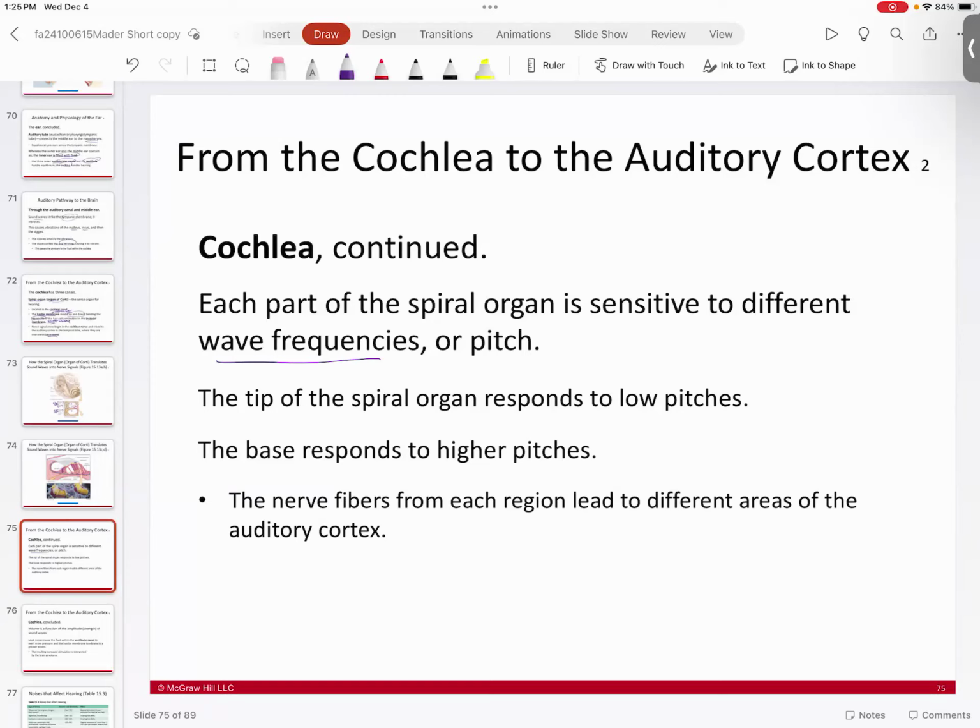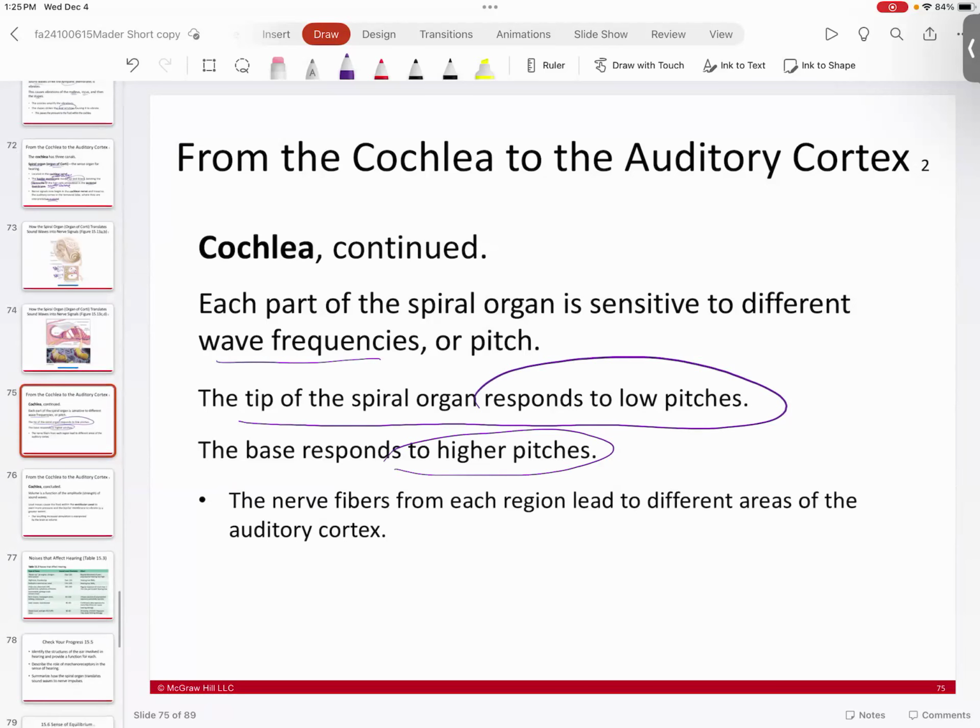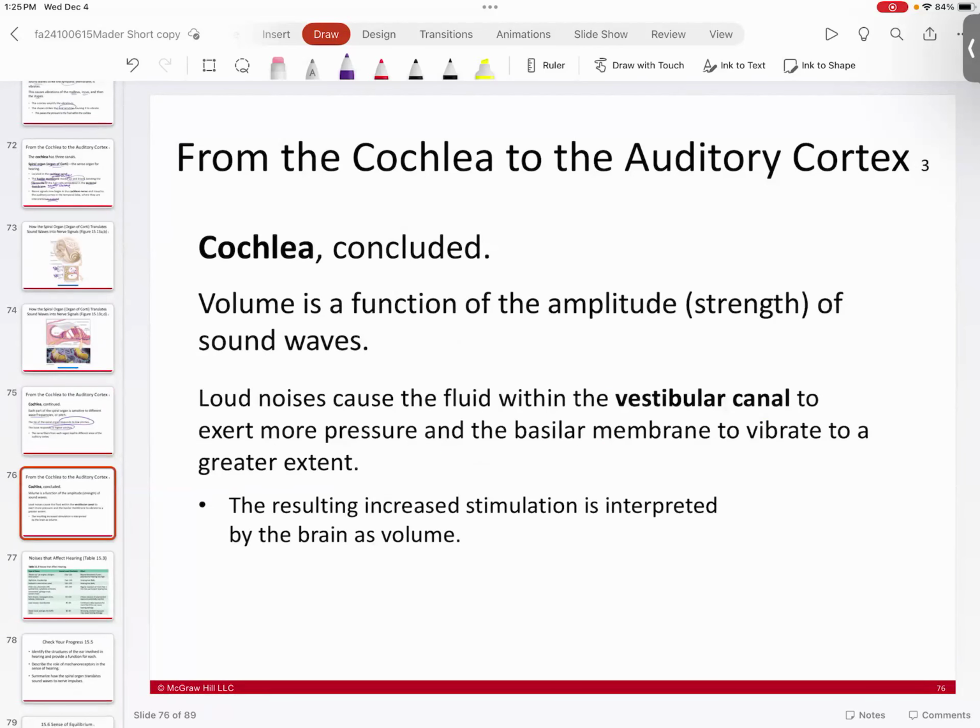So generally speaking, when you have these gentle versus aggressive waves coming in, the longer wavelength tends to be lower in pitch, and they tend to be received by the tip of the spiral organ. This is basically where you respond to lower pitch. And then the base tends to respond to higher pitches. So there's different regions of the spiral organ that's designed to basically distort for different pitches. And then, of course, those nerve fibers will send that information to the brain so you can actually interpret and understand what the nature of that pitch is.